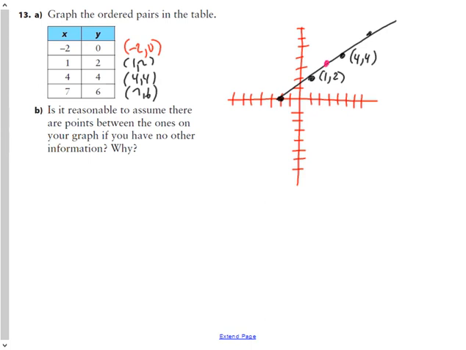The answer is yes, because we don't know if it's talking about dogs, if it's talking about phone call costs, if it's talking about anything in between. So we assume it is unless we know the context of what the line is representing.